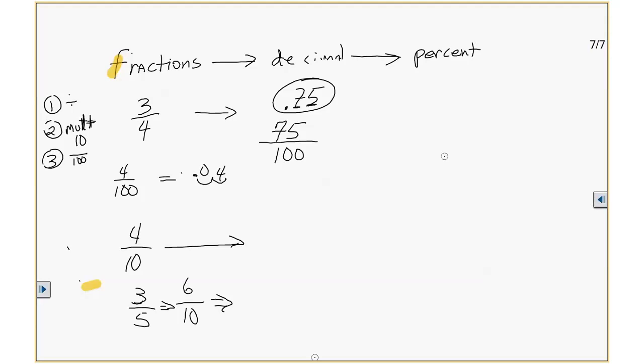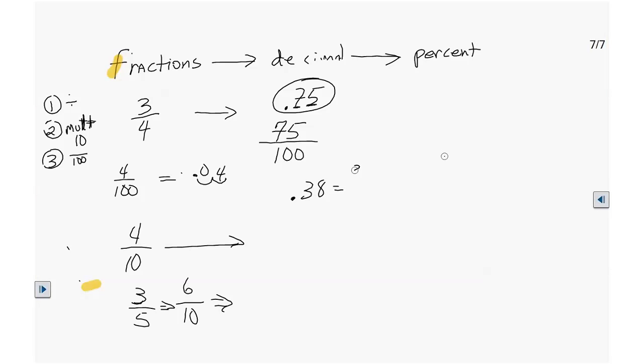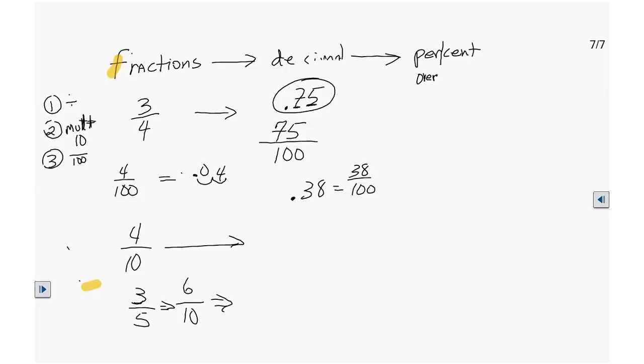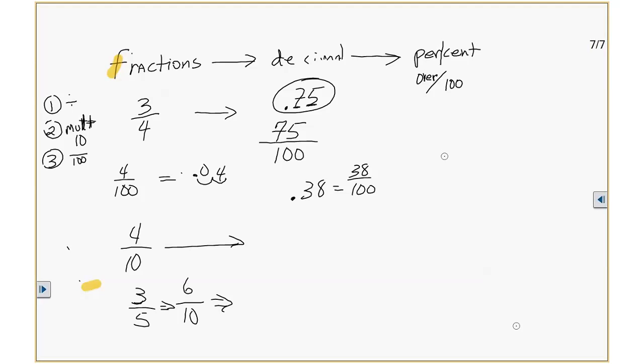If I give you 0.38, you know that's equal to 38 over 100. If I want to go from a decimal to a percent, what is percent? Percent means, I'm going to draw a line after it, over 100. That's what percent means. Centus is Latin for 100. Century, cent, centipede.